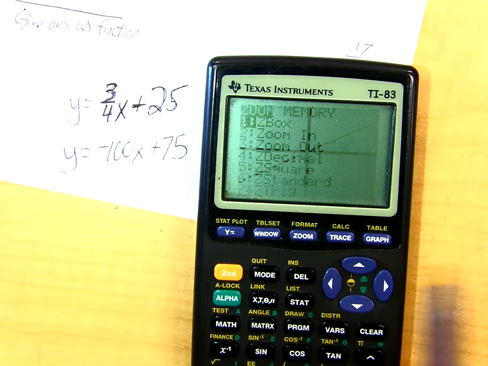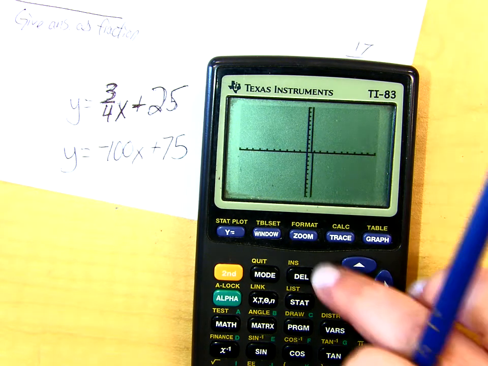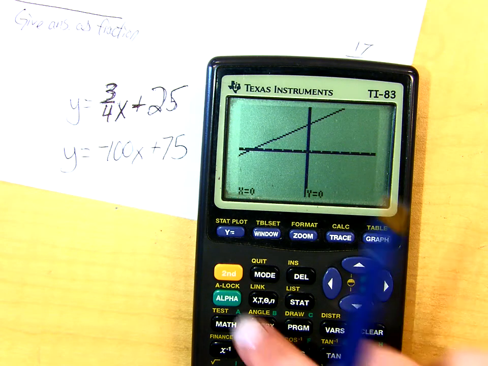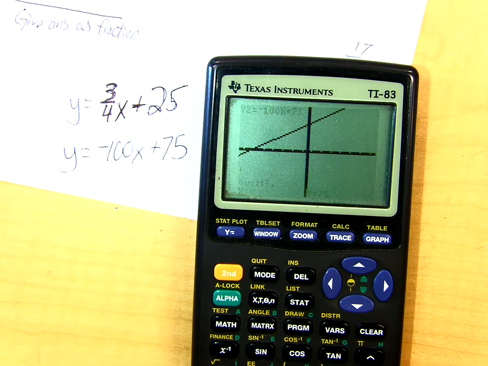So, we were here, and then we zoomed out one time. Now I'm just going to find the intersection points, same way I just did. Second calc, choice 5, enter, enter, enter. There it is.